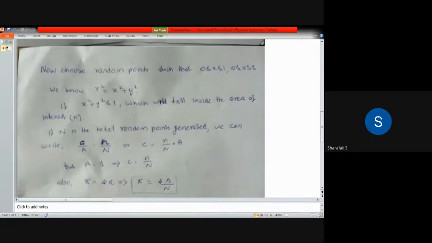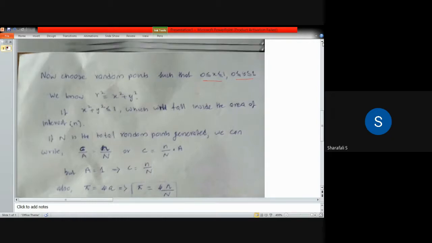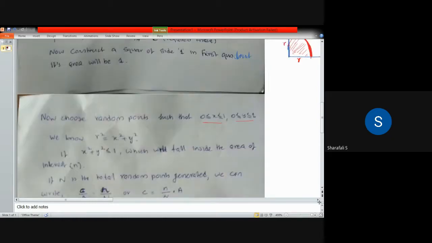Now consider some random points between 0 and 1 for the x value and 0 and 1 for the y value also. Which means that the x and y values should vary from 0 to 1.